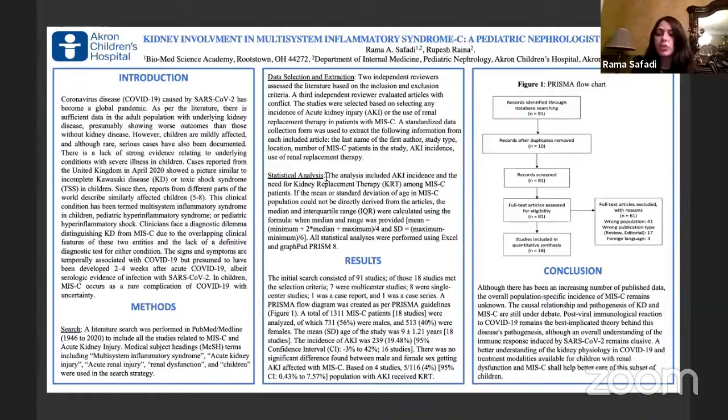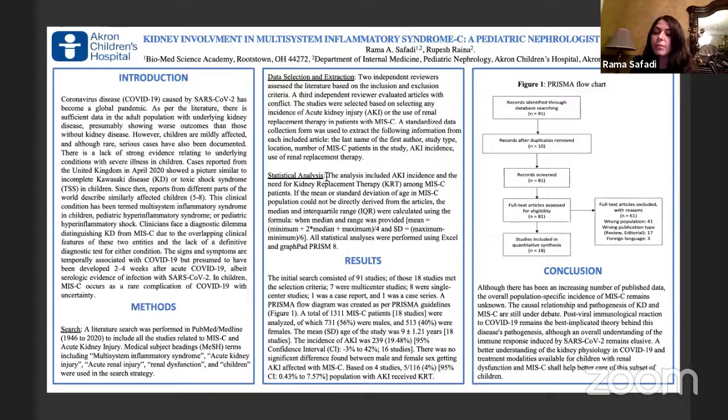Thus, we decided to complete a literature search between 1946 and 2020 in PubMed to include all studies related to multisystem inflammatory syndrome C and acute kidney injury. A standardized data collection form was used to extract data, and we used Excel and GraphPad Prism 8 for statistical analysis. In total, 1,311 MIS-C patients were analyzed, where the mean age for the study was 9 years old. 56% of MIS-C patients were males and 40% were females. 4% of AKI patients received kidney replacement therapy, and although there has been an increase in published data, the overall population-specific incidence of MIS-C remains unknown, as the relationship between KD and MIS-C are still under debate.